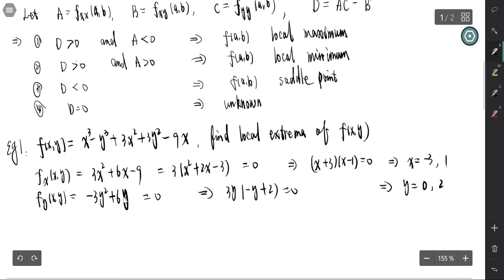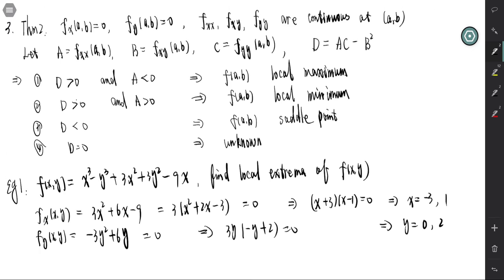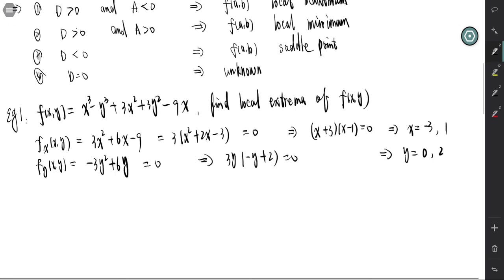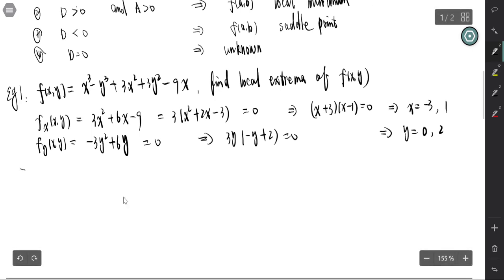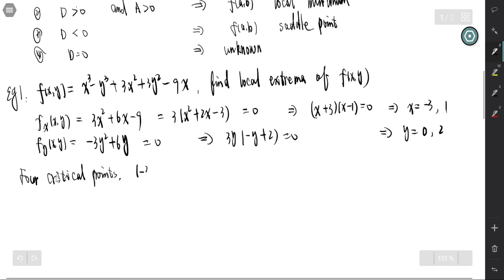Then we use the second theorem to determine whether these four points are local maximum or minimum. So there are four critical points: x equals negative 3, y equals 0; x equals negative 3, y equals 2; x equals 1, y equals 0; and x equals 1, y equals 2.